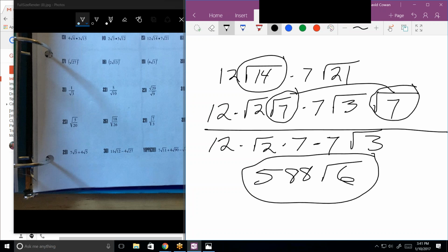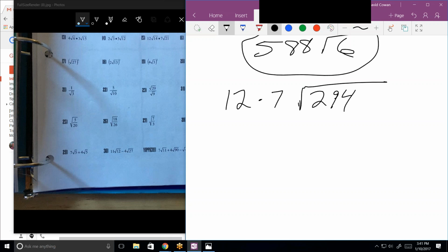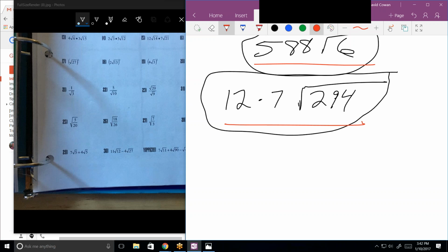Okay. Now, had I multiplied 14 times 21 together, I would have gotten 294. In other words, if we do it a different way, I get 12 times 7 times the square root of 294. Now, the problem with this answer is the bigger that these numbers get that are inside the radical sign, the harder it is to simplify. I don't know factors of 294. So it's going to be extra difficult to convert this answer to make sure it's the same as that answer. Really difficult. Reducing the square root of 294 is not easy.